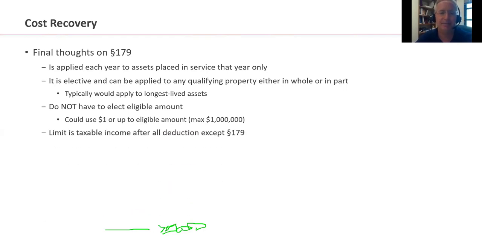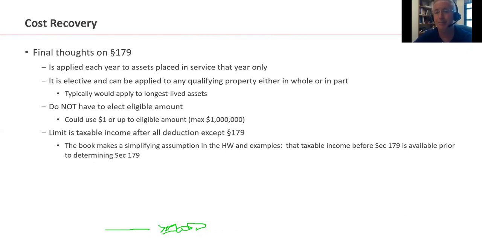So the limit is taxable income after all deductions except 179. All deductions except 179. The three iterations we just went through all considered taxable income before cost recovery. Then we deducted cost recovery to get to the amount left for Section 179. This is an important distinction because the book makes a simplifying assumption in its homework and examples, and it says taxable income before 179.